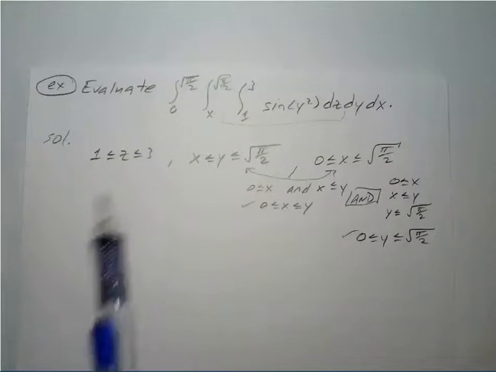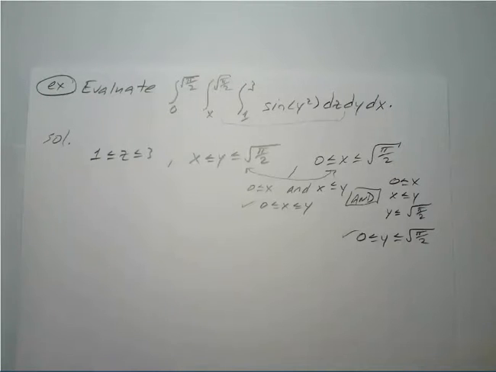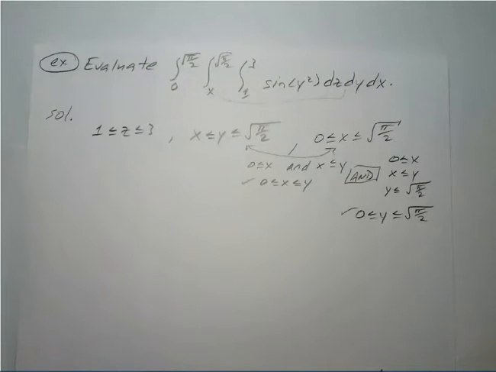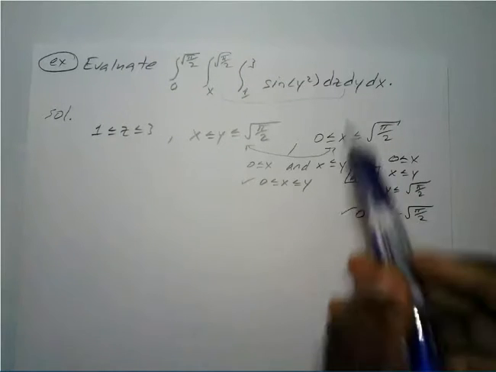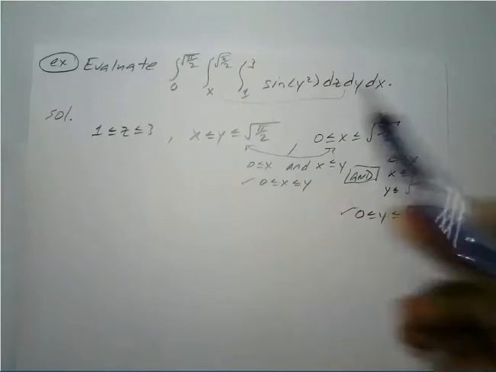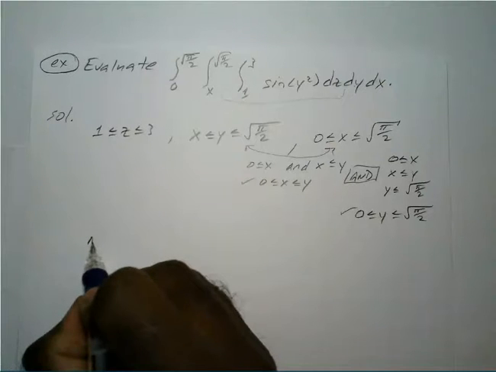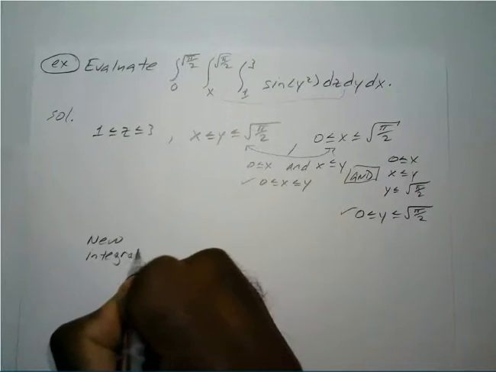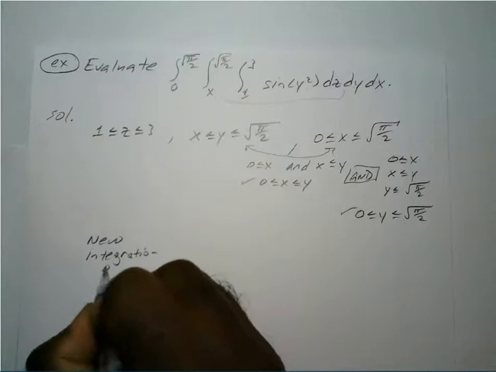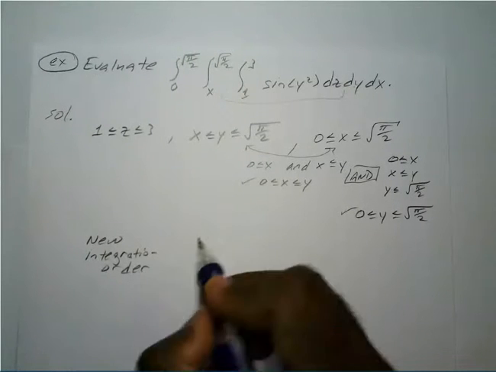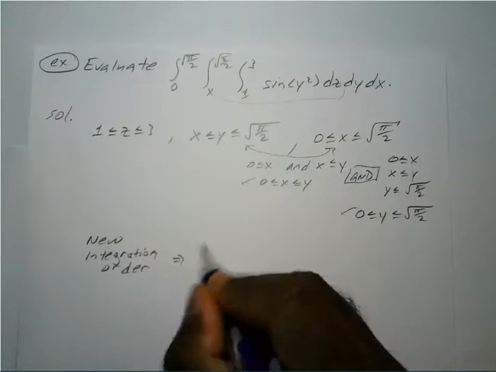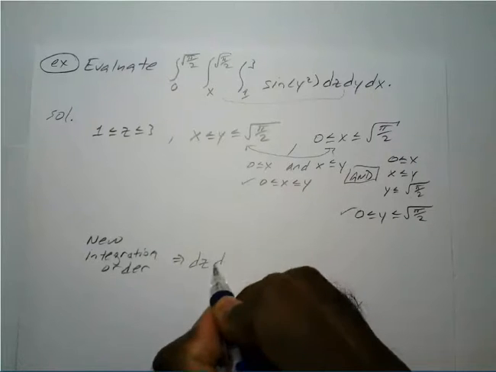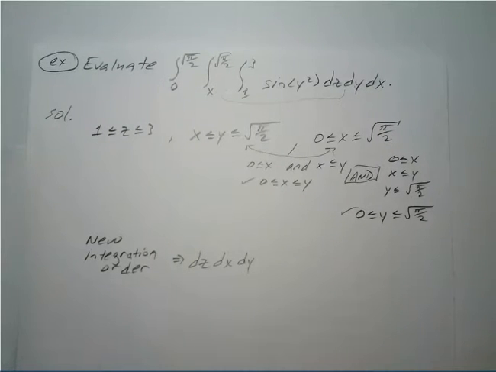Okay. Now the z, we can just keep it like that. That's not really hurting anything. So now we just have to pick our new order of integration. Okay, so how about we just switch up those two? New integration order. Okay, so we'll just pick dz, dx, dy.